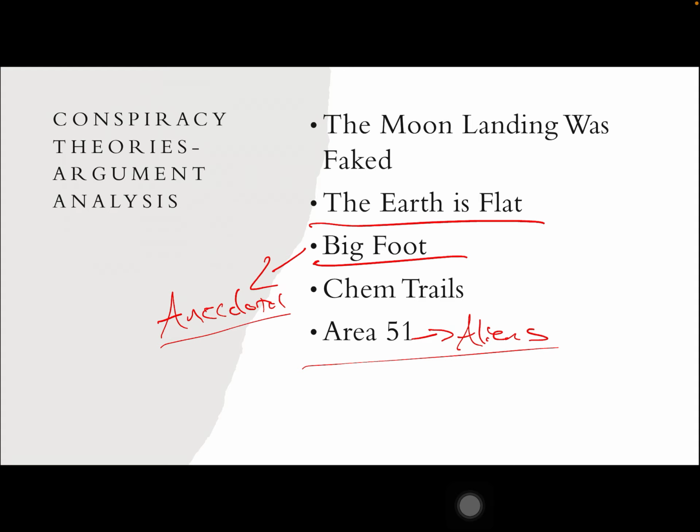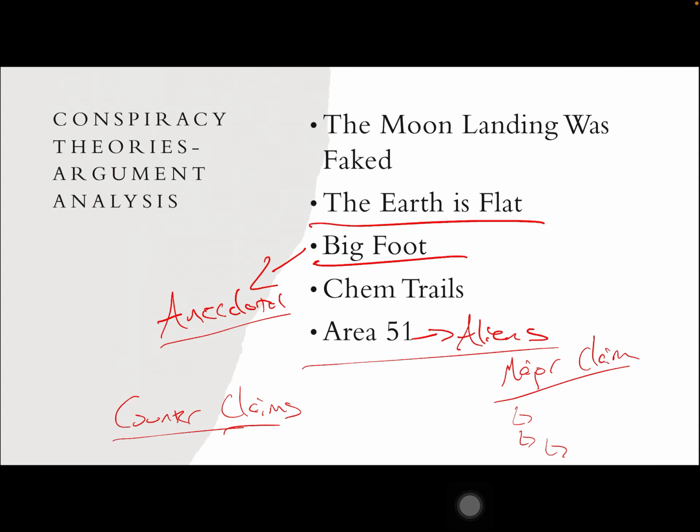All of these things have the major claim that these things are a conspiracy. The earth is flat, Bigfoot exists, there's aliens at Area 51. And then we have the minor claims, right? Now, these are conspiracy theories because a lot of times we have counterclaims, just like we had with the moon landing. It's the idea that we can say, okay, this is what you believe, but here's the actual fact. Here's the evidence that shows that that is wrong. And that would be an example of a counterclaim.